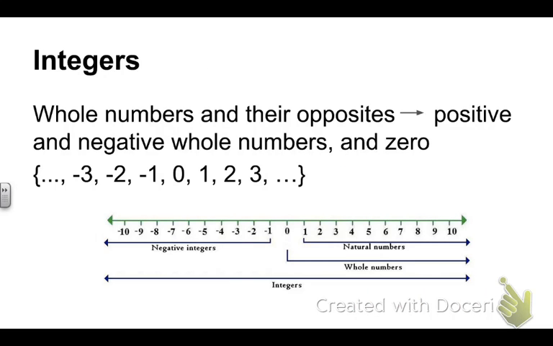Then you have your integers. Integers are your whole numbers. So 0, 1, 2, 3, and their opposites. So it's your positive and your negative whole numbers, plus you have 0. So you can look at that nice little graphic down below. You see where the natural numbers are, you see the whole numbers include 0, and now your integers include those plus the negative 1, 2, 3, 4, and so on.